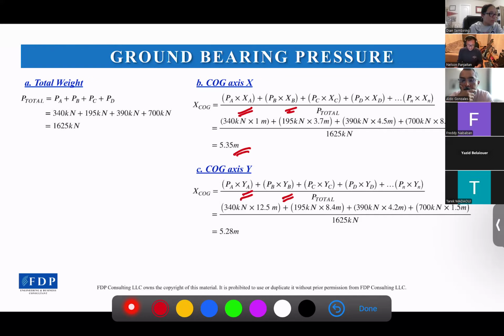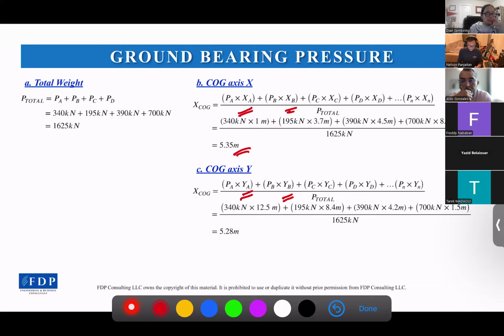And if you want to get the COG in Z direction, you can use the Z coordinates in the formula. But in this case, we will not use that to calculate the ground bearing pressure, because the Z coordinate is more used to calculate the stability, as in the previous topic, like the tipping angle.